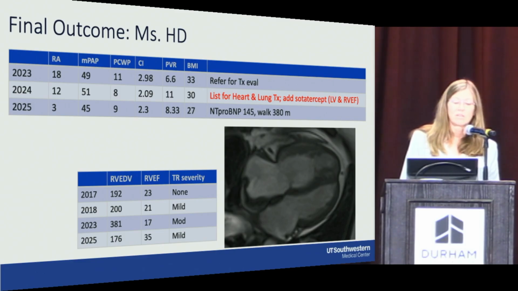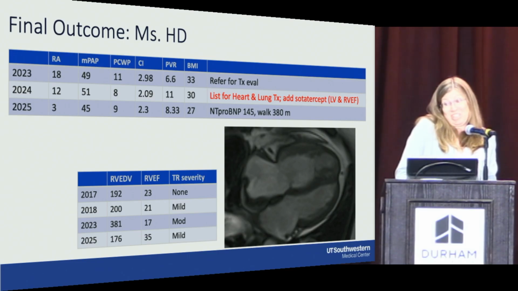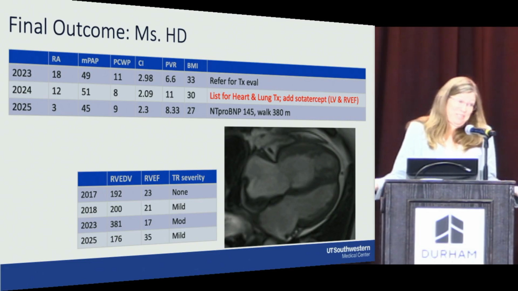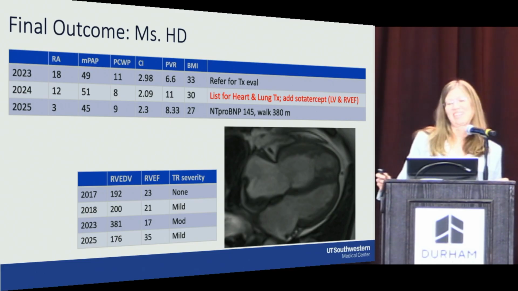So it looks good. Her walk's not terrible. Her RV EDV is still 176 mils, but that's down from 381. So it's impressively better. Her RVEF is 35%, and her TR is mild rather than moderate. So we actually delisted her, because I wouldn't have listed her in the first place at these numbers, but I don't know what's going to happen from here. That's an awfully high PVR.